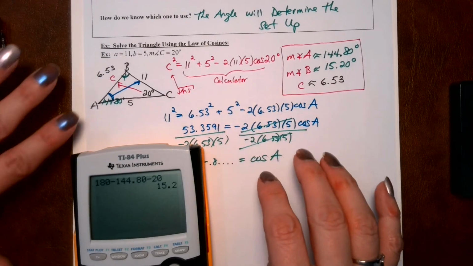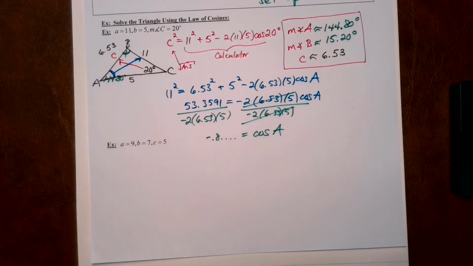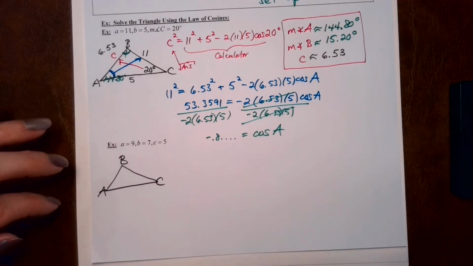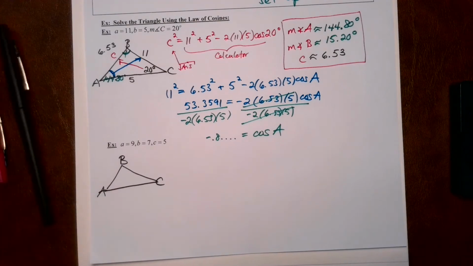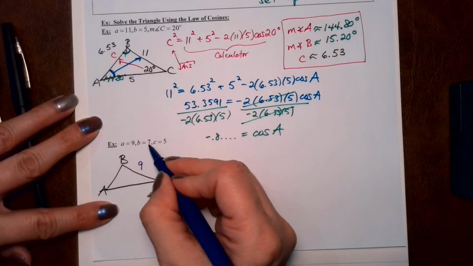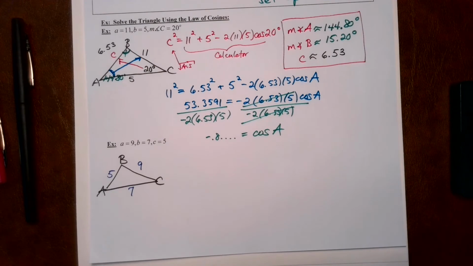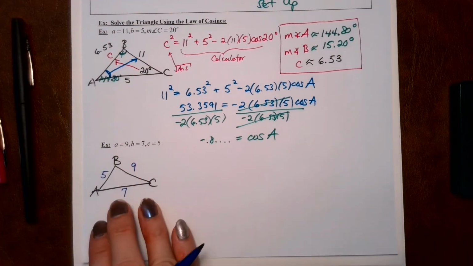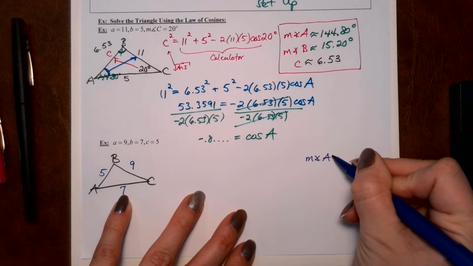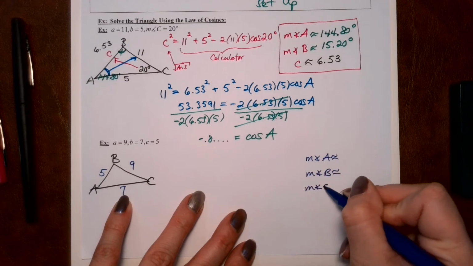Okay, Law of Cosines has some trickier calculator work. Next example, we have a bunch of sides here. We've got triangle ABC, and let's write down the values. Side little a is 9, side b is 7, and side c is 5. For this example, we need to solve the triangle, so we're finding all three angles: the measure of angle A, angle B, and angle C.